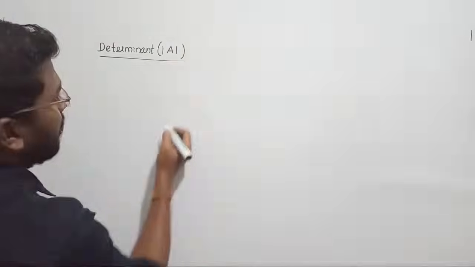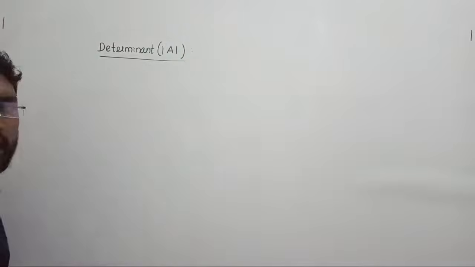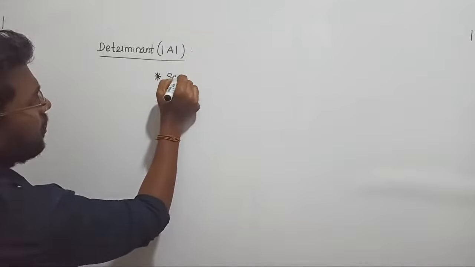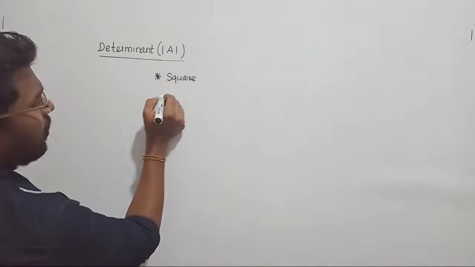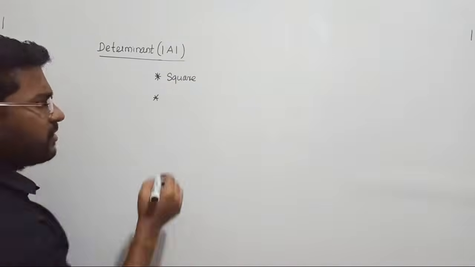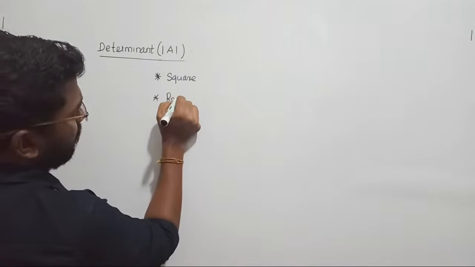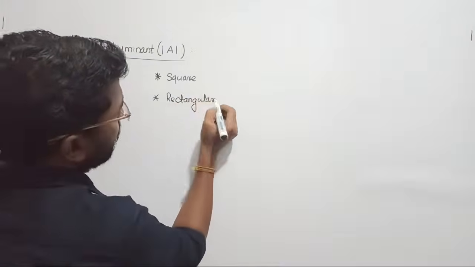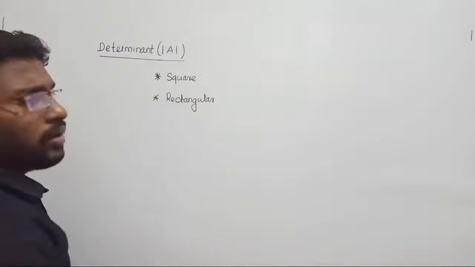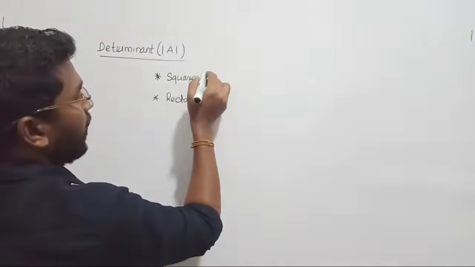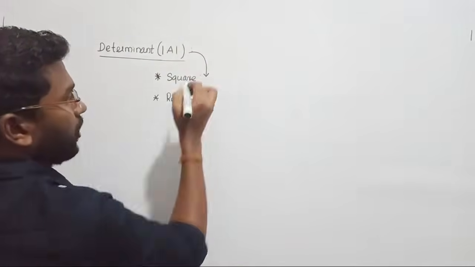The first thing is, while finding the determinant, we saw there are two types of matrix. One is called a square matrix, and the other is a non-square, or rectangular, matrix. Determinant can be applied only for a square matrix. Complete determinant is only applicable for a square matrix.